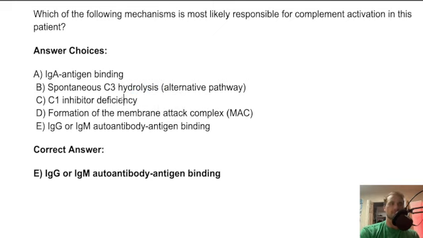C1 inhibitor deficiency causes hereditary angioedema. In hereditary angioedema, you have low C4 and normal C3. Formation of the MAC complex: the MAC complex destroys bacteria, but it doesn't lower C3 or C4. That's downstream in the pathway. And so yeah, MAC defects cause Neisseria infections, not SLE.